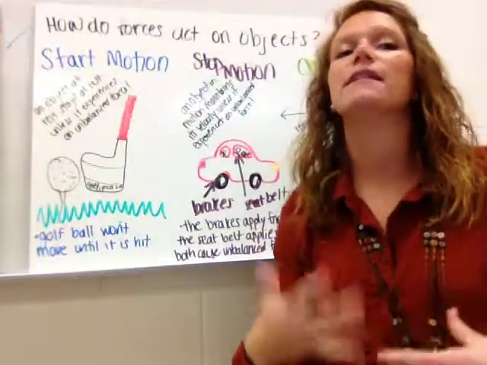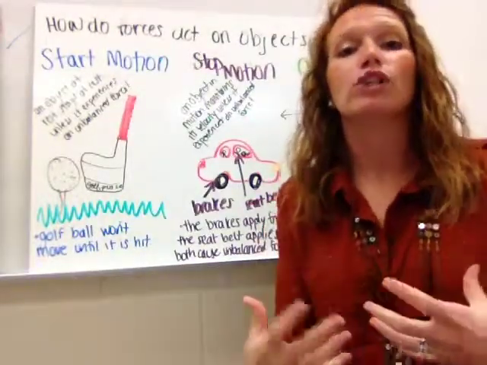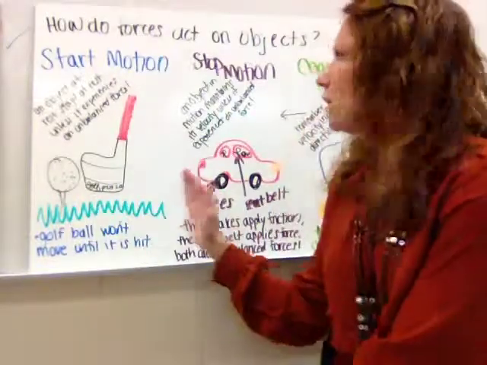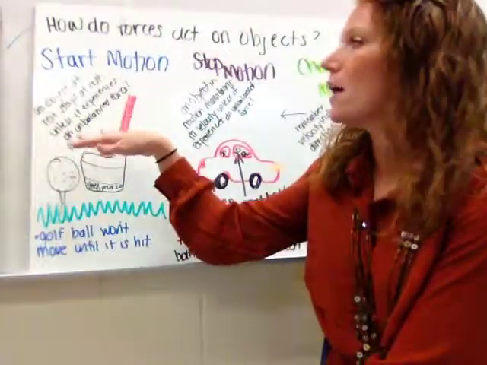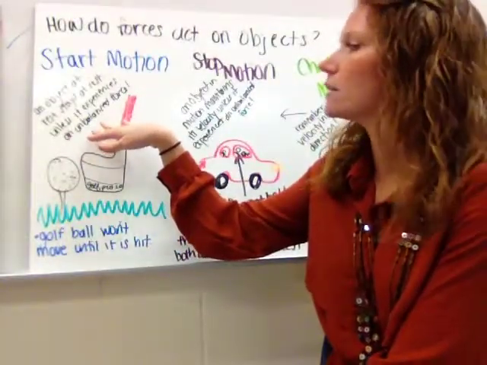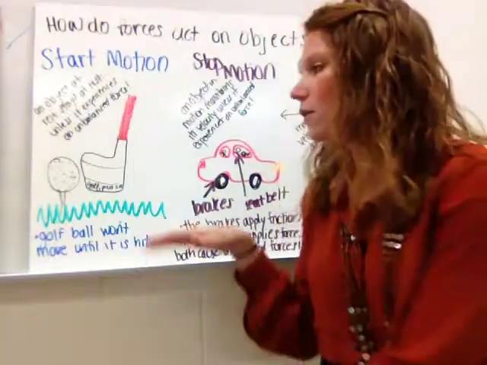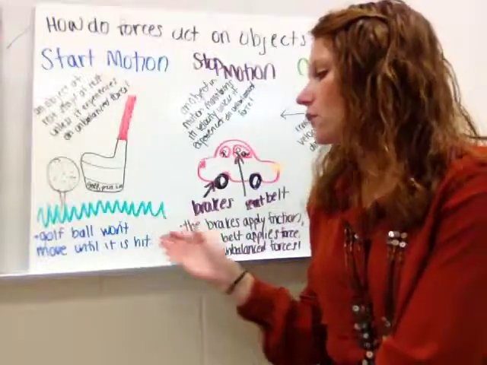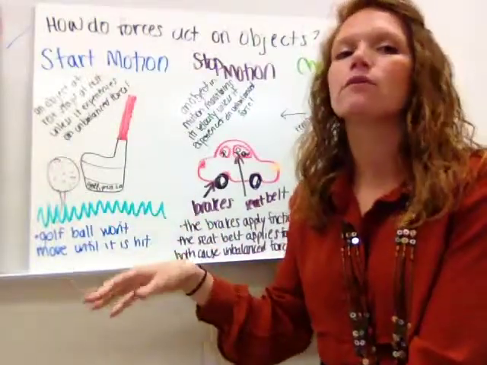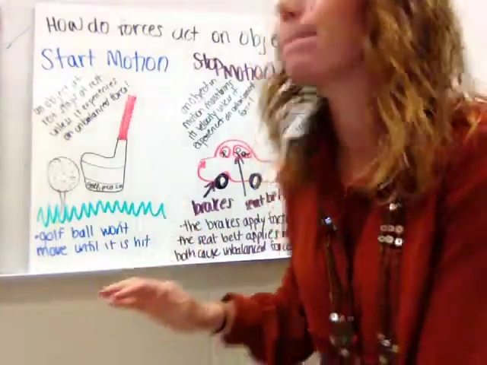So how do these unbalanced forces act on objects? What sort of motion or change in motion can they cause? The first way is they can start motion. We talked about Newton's laws before. An object at rest stays at rest until it experiences an unbalanced force. These are the unbalanced forces we were talking about. For example, the golf ball on the tee won't move until the club hits it, or the wind blows it over, or there's some sort of new unbalanced force applied to it.